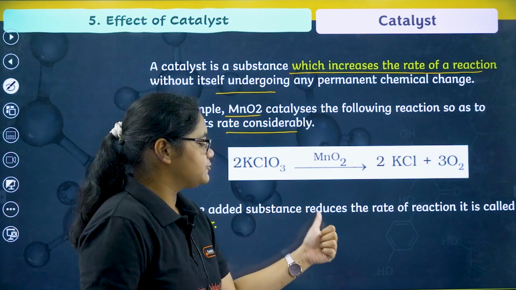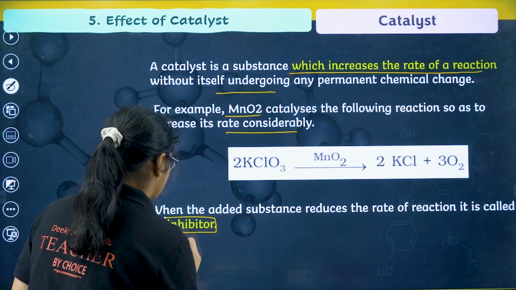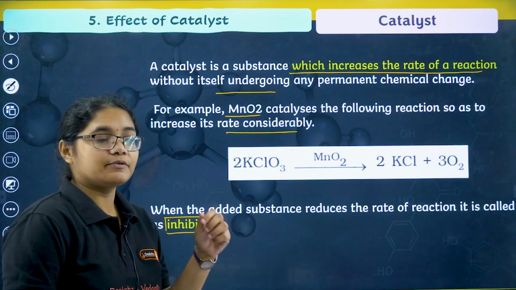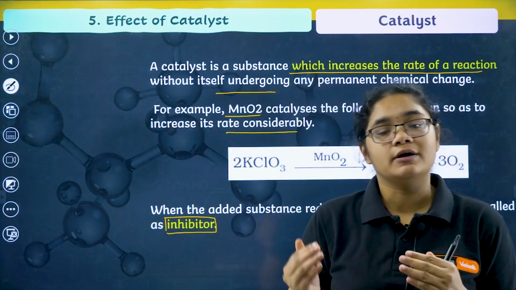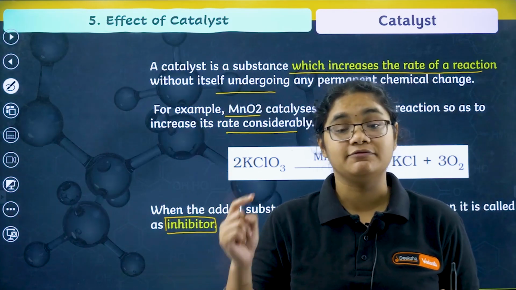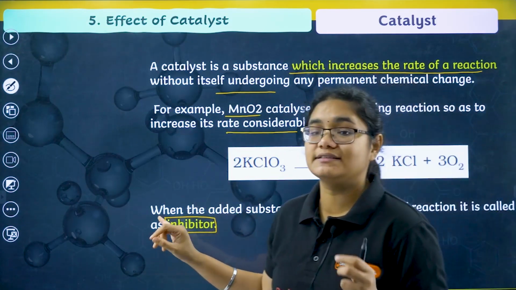Now when the added substance reduces the rate of the reaction, it is called an inhibitor. We cannot call every substance which increases or decreases the rate of the reaction a catalyst. If it is increasing, it is called a catalyst. If it is decreasing, it is called an inhibitor.